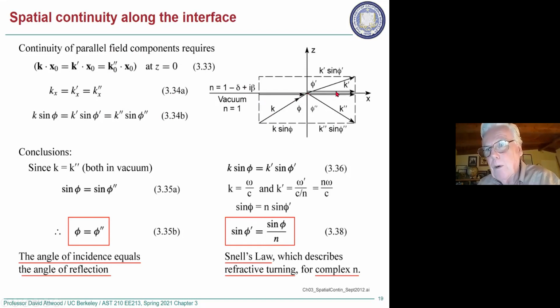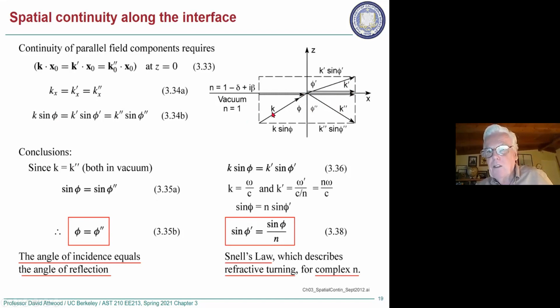They're equal at one point, but they have to be equal all along. And as a result, if you take the components of K along this axis, they just have to be equal. So the K incident, the K prime, and the K double prime, and that's what this statement is saying. Okay, so Kx, Kx prime, and Kx double prime are all equal. The magnitudes in that direction are set by the fact that the parallel components of the electric field on one side, for instance, have to be equal.